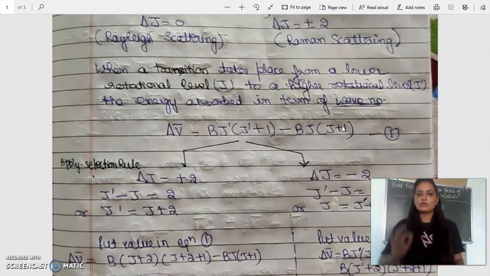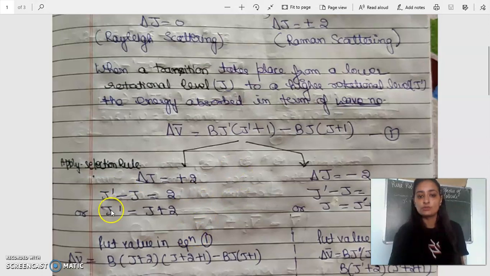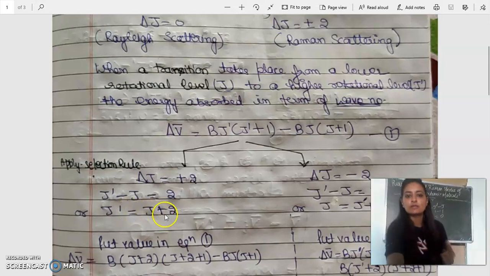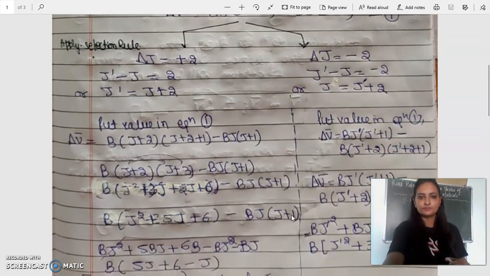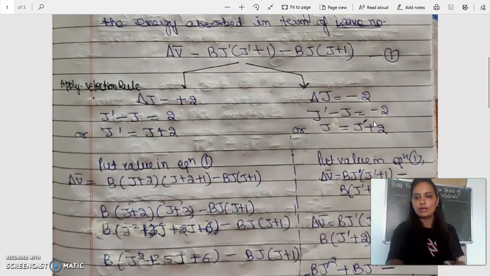Delta J equal to plus 2 is when the higher level J dash equals J plus 2, that is, the higher excited state is two levels above the ground level. Similarly, for minus 2, J equals J dash plus 2. So I have simply put the value of J dash and the value of J in the same equation, equation number 1.